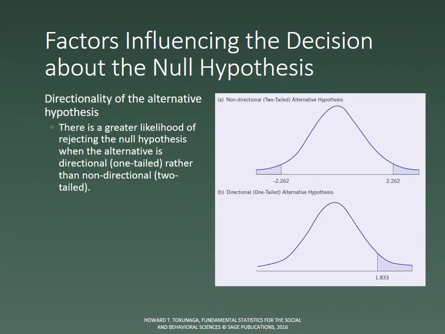The last thing that influences the null hypothesis is the direction of the alternative hypothesis. If we have a non-directional alternative hypothesis, we have two tails, and if we have a directional alternative hypothesis, then we have one tail, because we're only looking at the probability at that one end. So there's a greater likelihood of rejecting the null hypothesis if we have a directional hypothesis as opposed to a non-directional hypothesis.